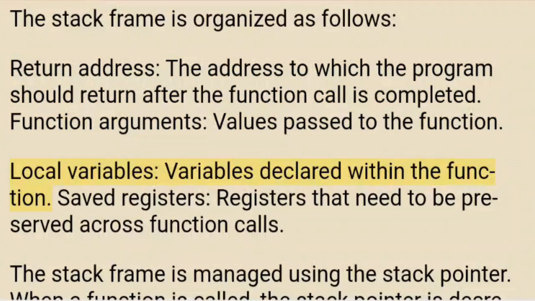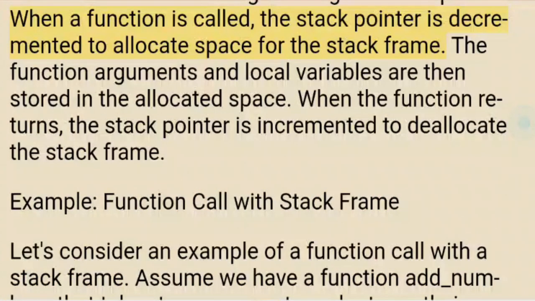Local variables, variables declared within the function. Saved registers, registers that need to be preserved across function calls. The stack frame is managed using the stack pointer. When a function is called, the stack pointer is decremented to allocate space for the stack frame. The function arguments and local variables are then stored in the allocated space. When the function returns, the stack pointer is incremented to deallocate the stack frame.